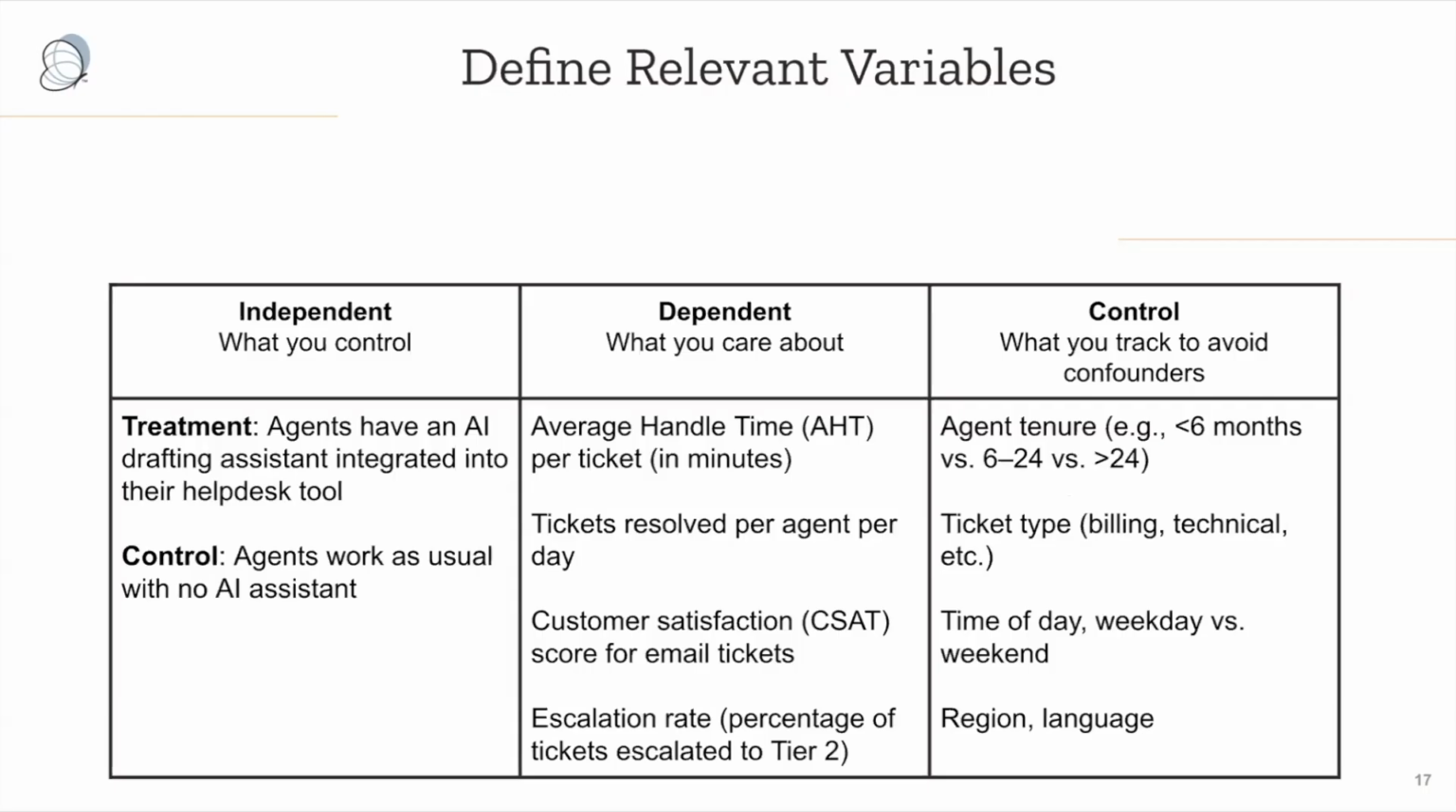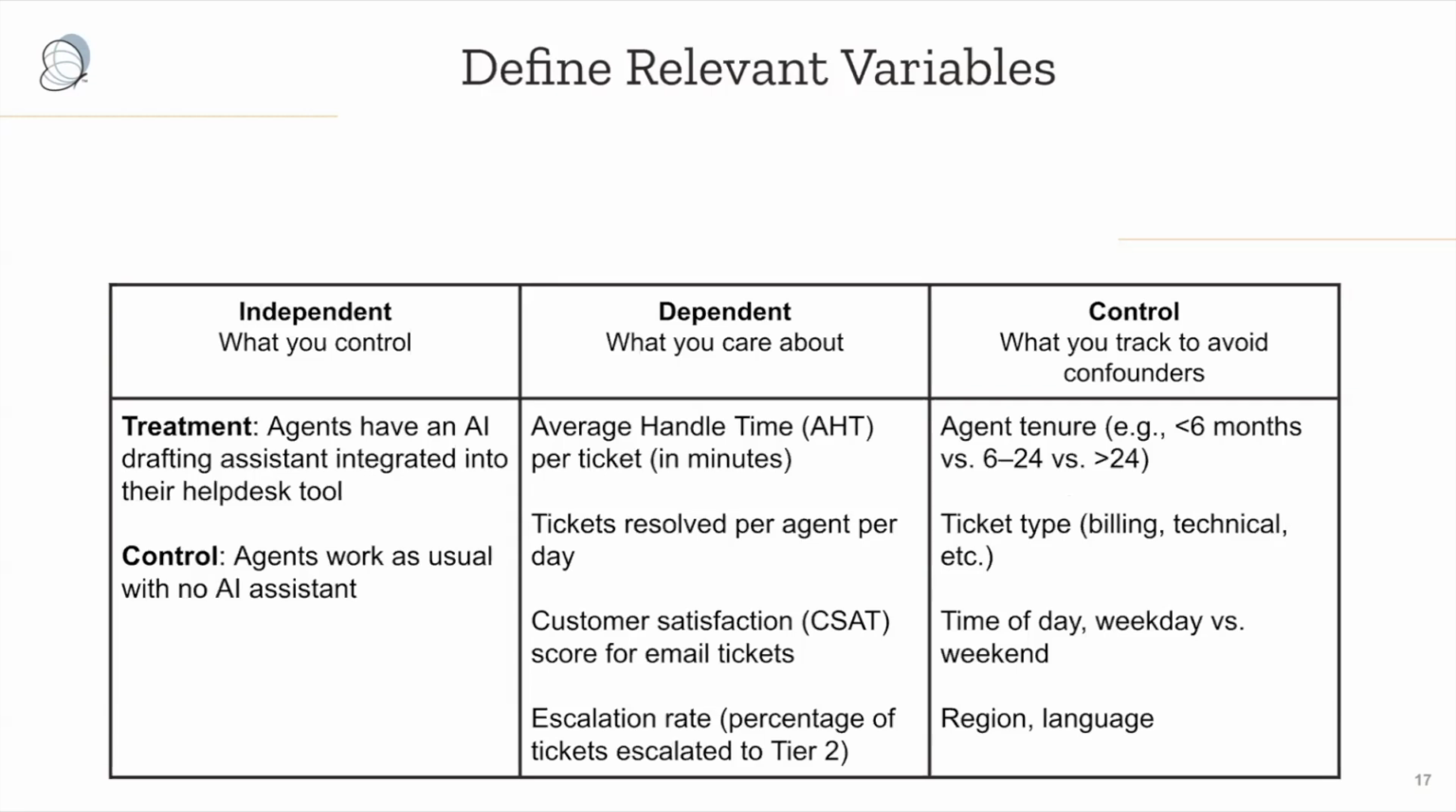The dependent variables are the things that you care about. So what's the average handle time? How long does it take me to handle one of these things, a ticket, in minutes? How many tickets have I resolved per day? What about customer satisfaction, right? The cartoon earlier had efficiency going up, cost going down, but essentially customer satisfaction or complaints going in the opposite direction. And then escalation rate. What fraction of these things have to go from tier one to tier two customer support?